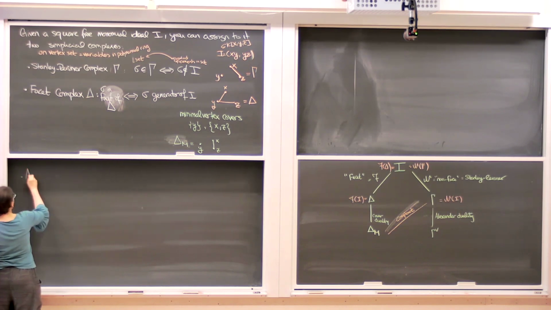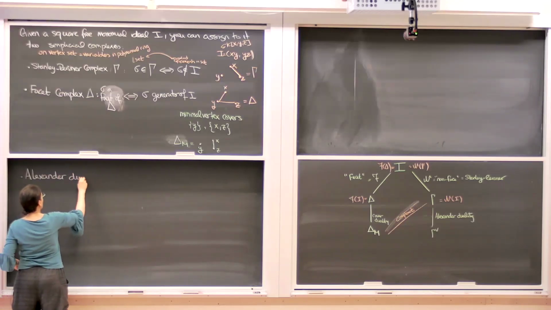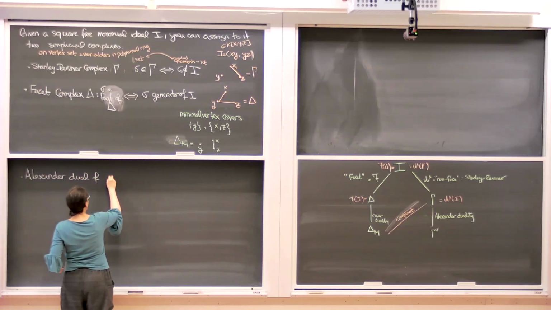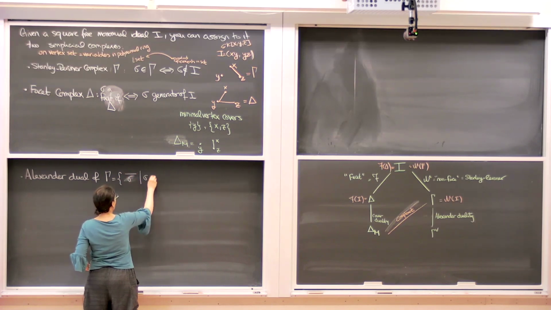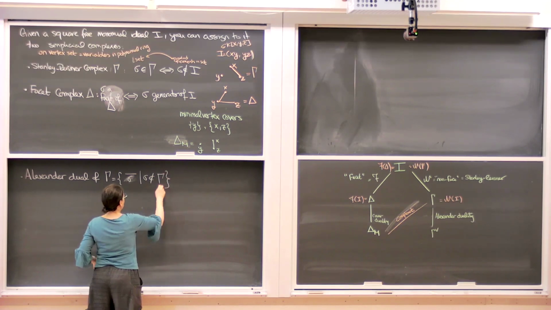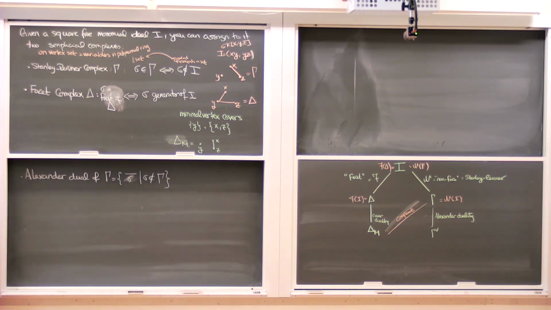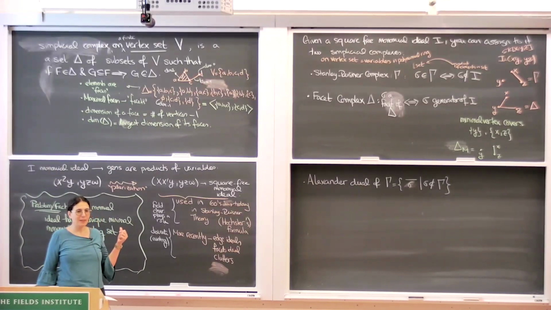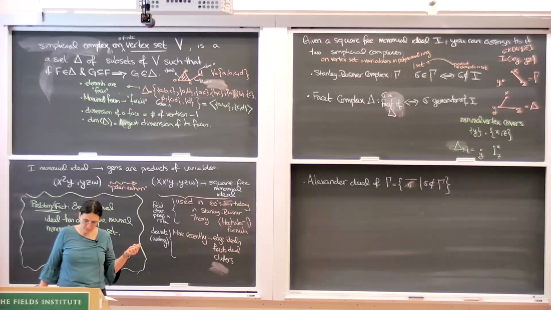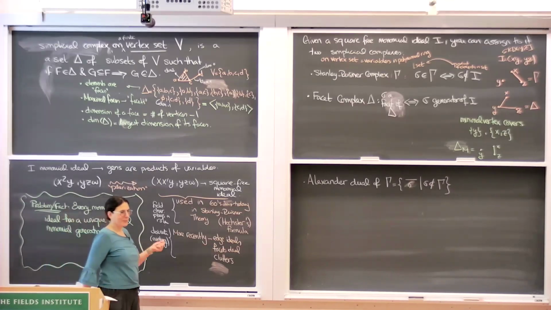The Alexander dual of gamma is sigma, or sigma bar, where sigma is not in gamma. It has a funny, too many knots in it. It's the complement of all the non-faces of gamma. Let me double check. I hope I wrote this down somewhere. Someone who does Alexander duality, did I get all my knots correct over there? That's it, right? Yeah.